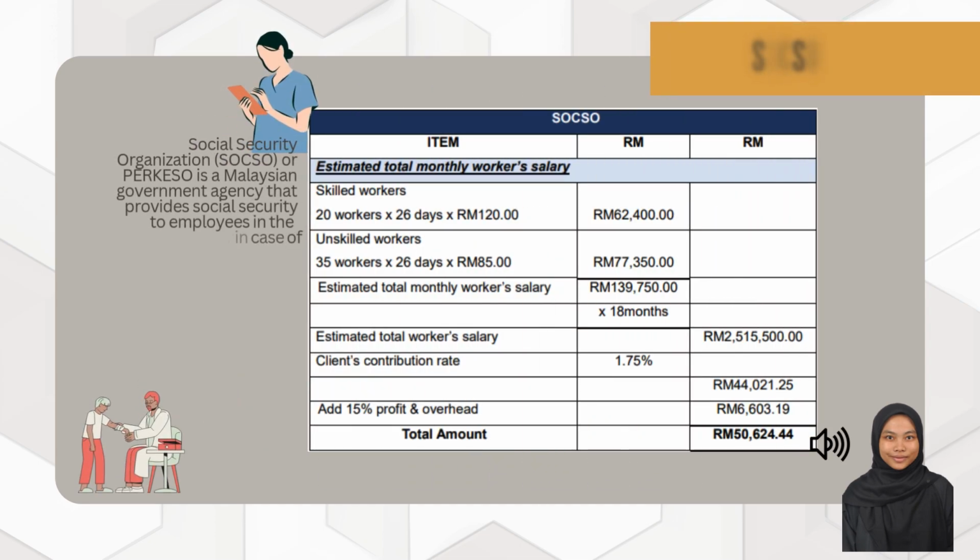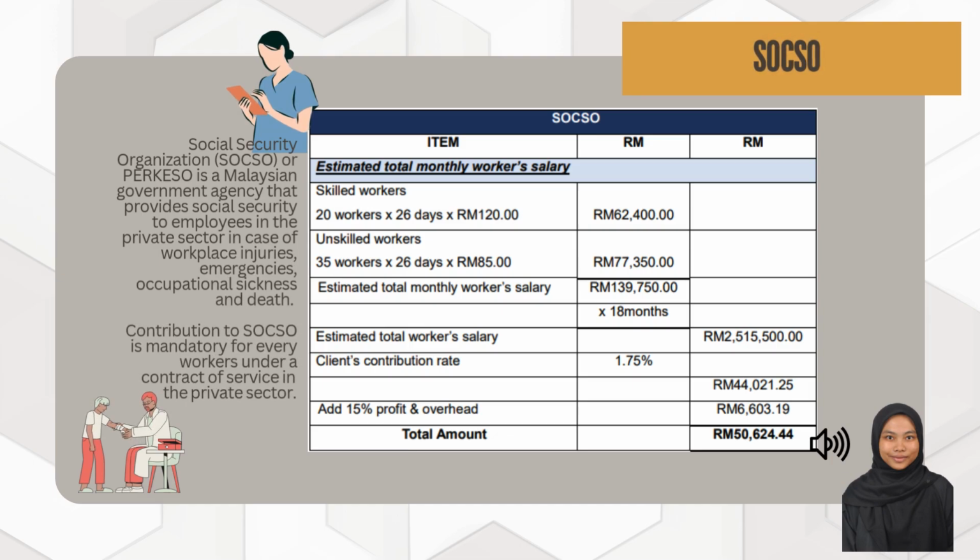The next item is SOCSO. Social Security Organisation, SOCSO or PERKESO, is a Malaysian government agency that provides social security to employees in the private sector in case of workplace injuries, emergencies, occupational sickness, and death. Contribution to SOCSO is mandatory for every worker under a contract of service in the private sector.